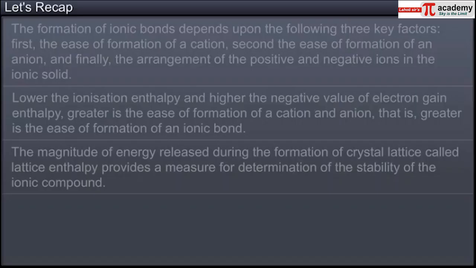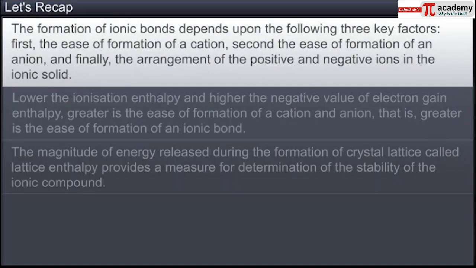You have now reached the end of this module. In this module, you learned that the formation of ionic bonds depends upon the following 3 key factors. First, the ease of formation of a cation.